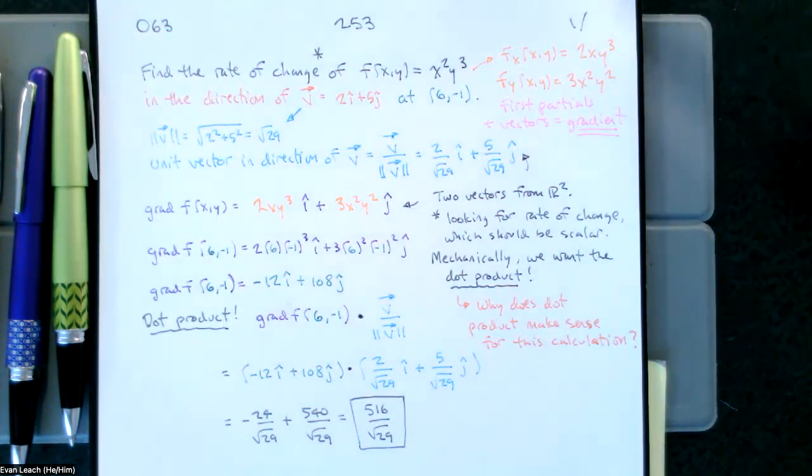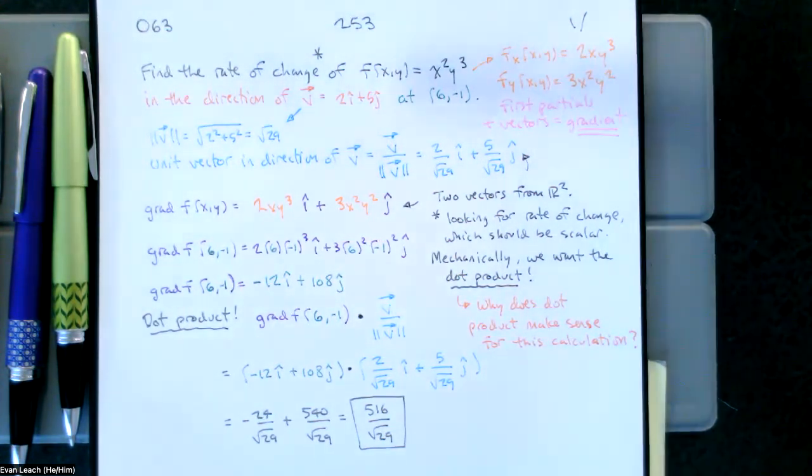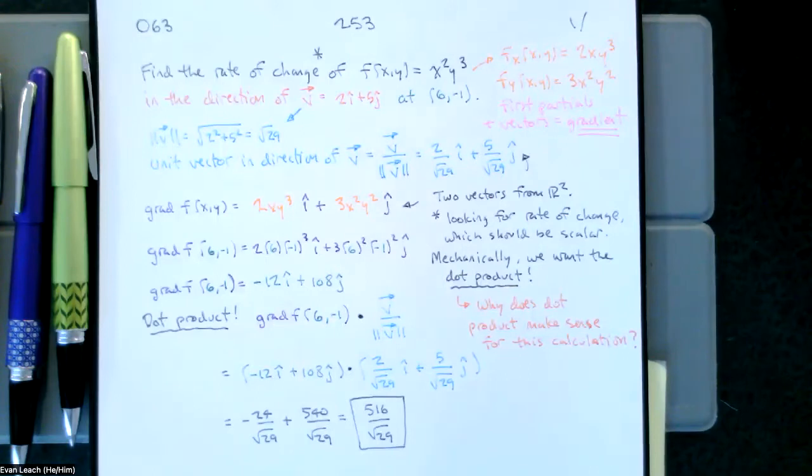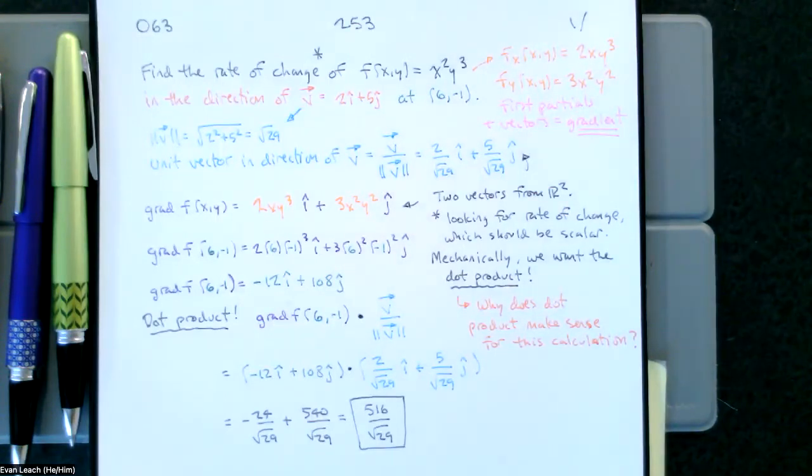We've said some important things like rate of change. Rate of change should make us think derivatives. Function of two variables means first partials.